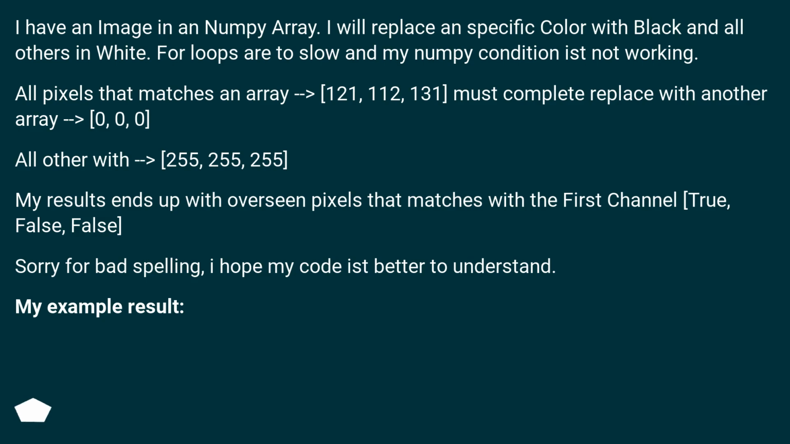All pixels that match an array, 121, 112, 131, must be completely replaced with another array, 0, 0, 0. All others with 255, 255, 255. My result ends up with overlooked pixels that match on the first channel, True, False, False. Sorry for the bad spelling, I hope my code is easier to understand. My example result.